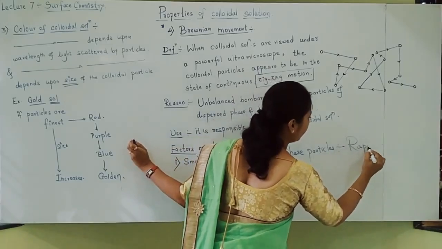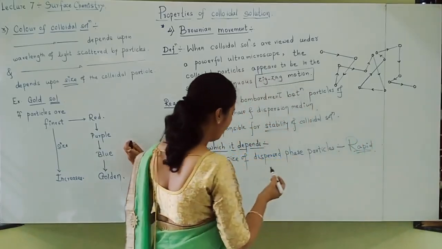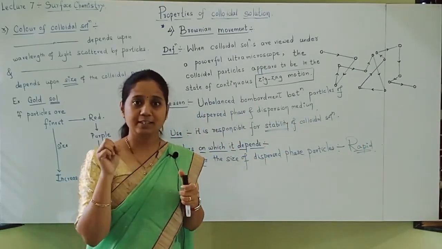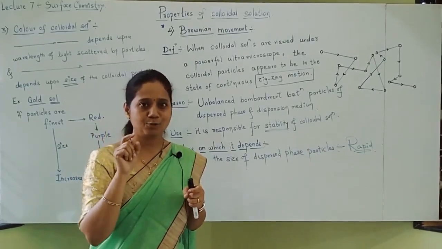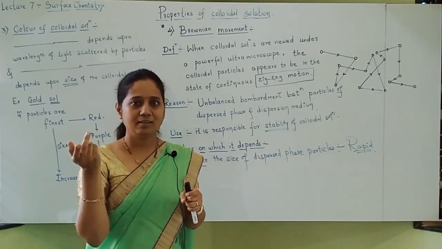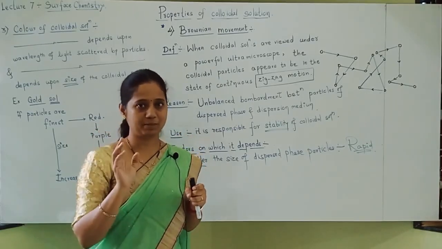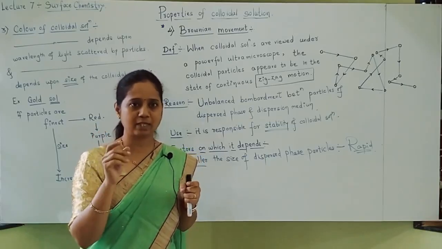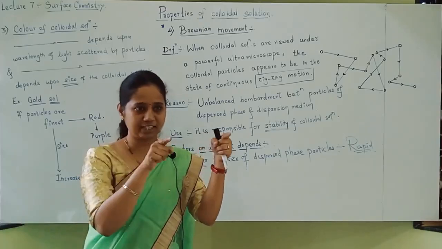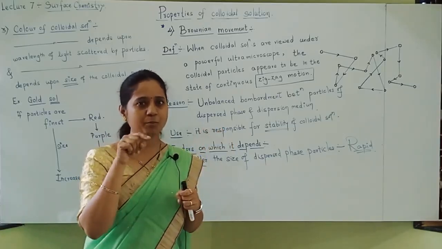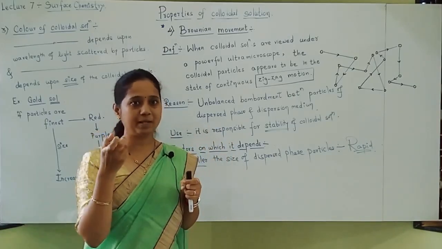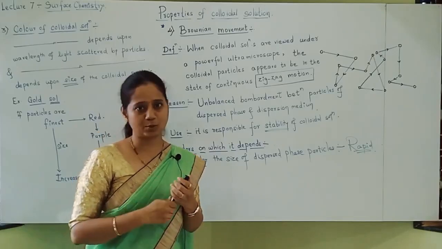I am writing: rapid, fast movement will be there. The smaller the dispersed phase particles, the more rapid the movement will be. So dispersed phase particles should be smaller, and only then is rapid, more Brownian movement possible. Of course, you can think, the thicker or larger they are, within the range only, the movement won't be that much faster. So the smaller the size, the faster the Brownian movement you can see.